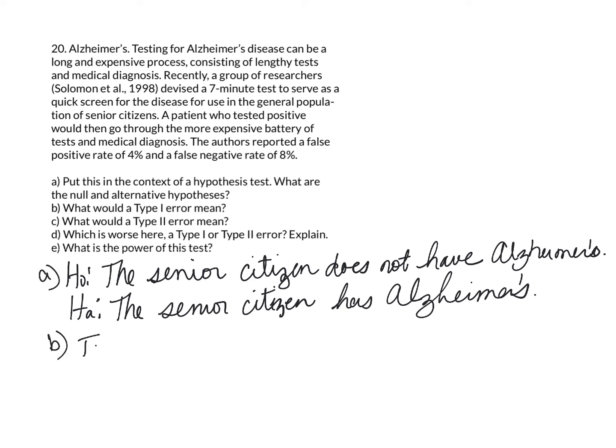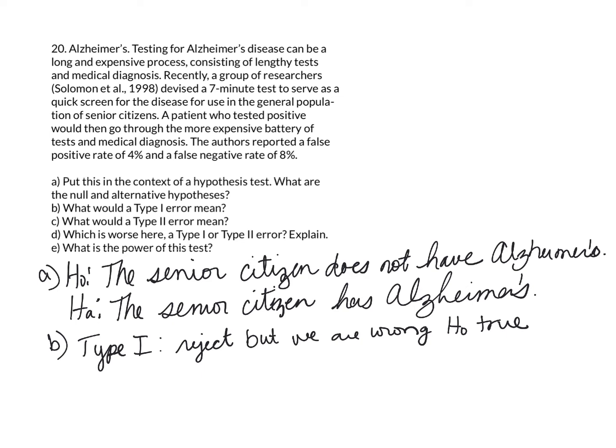Okay, type 1. I always like to write out type 1 error as that we reject, but we are wrong. The null hypothesis is true. That's the general idea of a type 1 error.